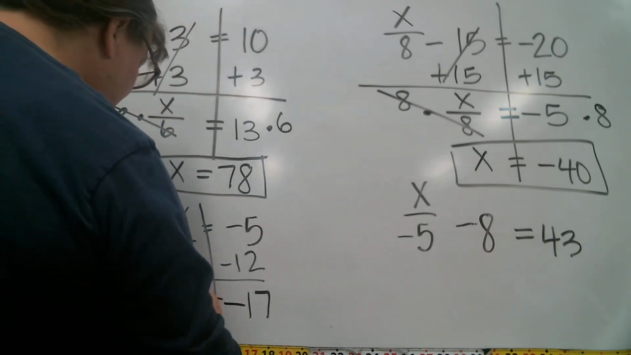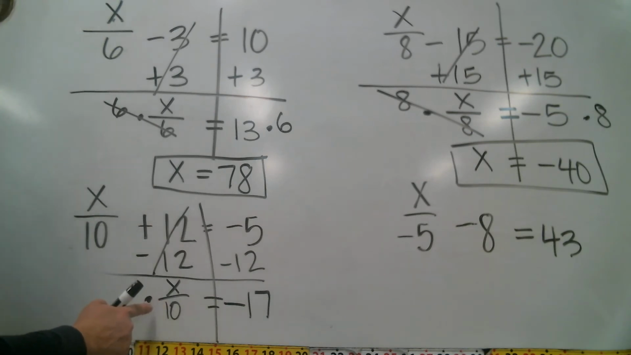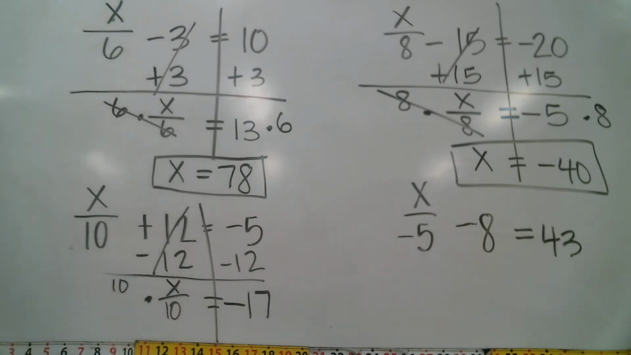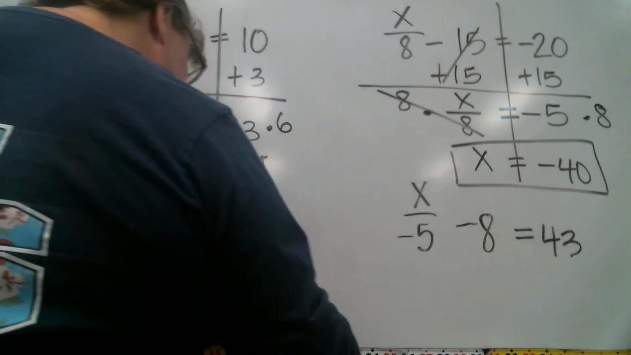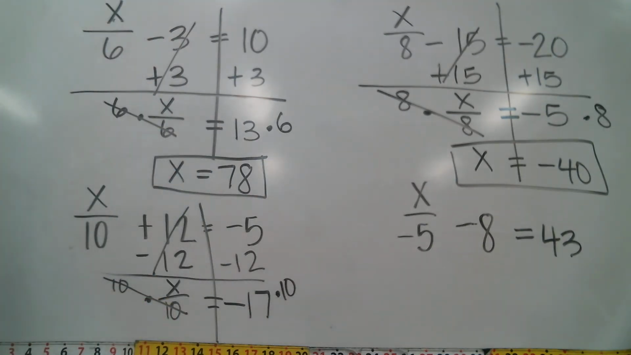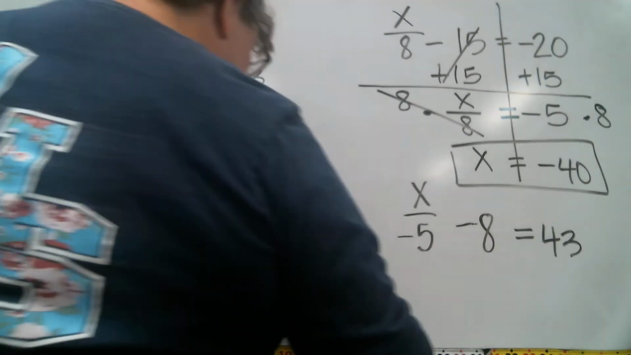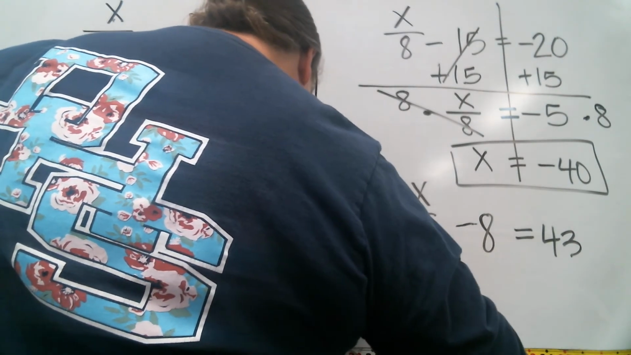Okay, and I've got x divided by 10 equals negative 17. Now to undo this division, I have to use multiplication. So if it was divided by 10, I have to multiply times 10 to get that to cancel out. And then my 10s will cancel out. But if I multiplied times 10 here, that's telling me what I have to do over here to get the solution. I have to multiply times 10. And negative 17 times positive 10 means that x equals negative 170.